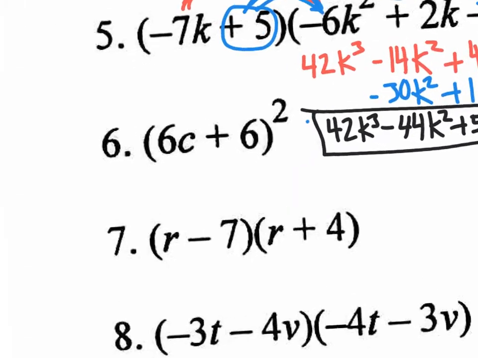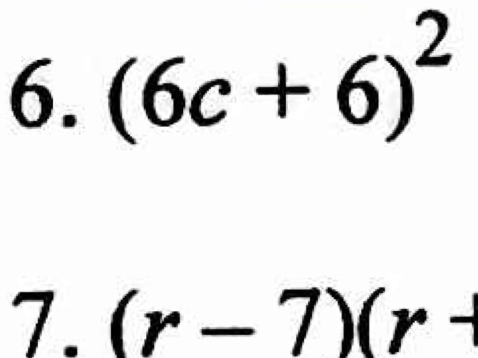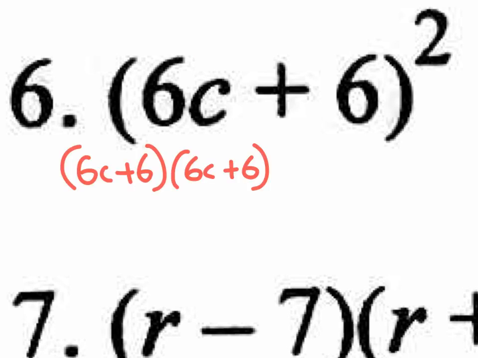Number six, that is a binomial squared. Do not make the mistake of distributing the exponent. That's incorrect. It's a binomial, so we need to actually write it twice. And after you write it twice, you need to distribute one at a time.